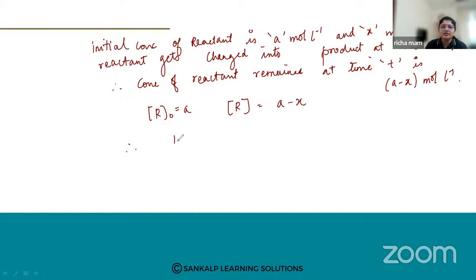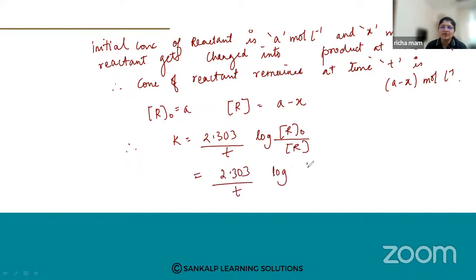So if you put this in the 2.303 by T, log of R naught by R, in this particular equation, what are we going to get? 2.303 by T, log of A by A minus X.